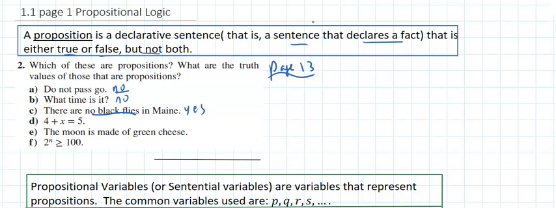D, 4 plus x equals 5. Well, this is not a proposition. Its truth depends on the value of x. If x is 1, it's true. If x is not 1, that's not true. The moon is made of green cheese. That is a proposition, but it's false, because the moon is not made of green cheese. And 2 to the n is greater than 10. Again, that is not a proposition. Anytime there's a variable, it is not a proposition, and the truth of that depends on the value of n.